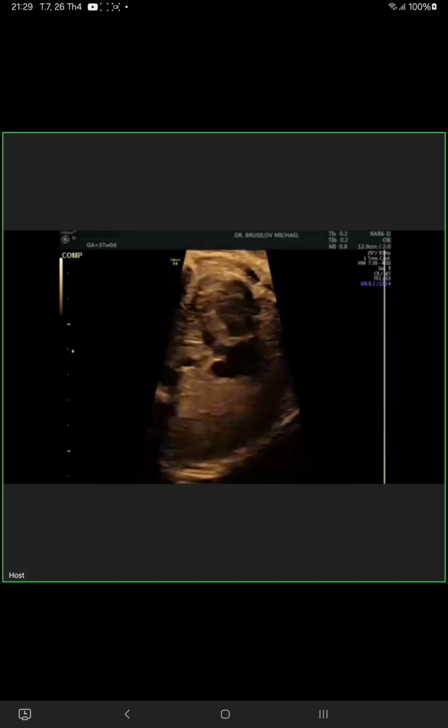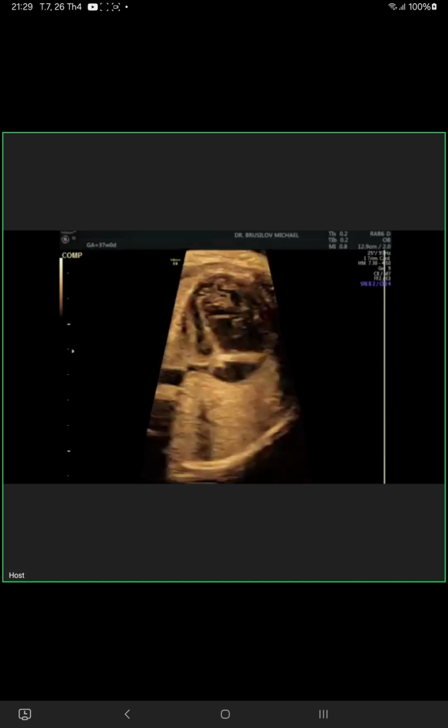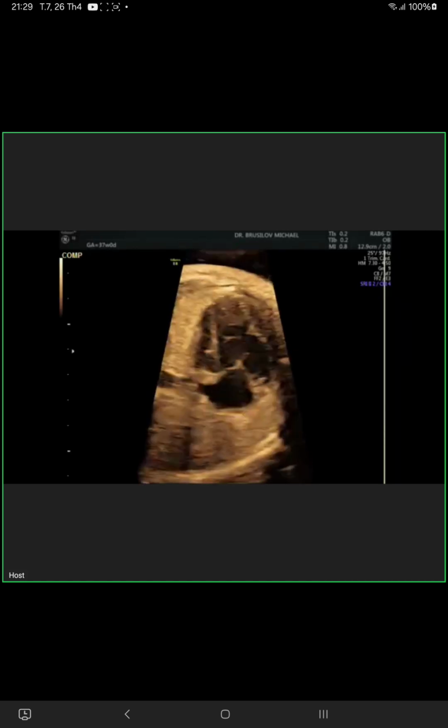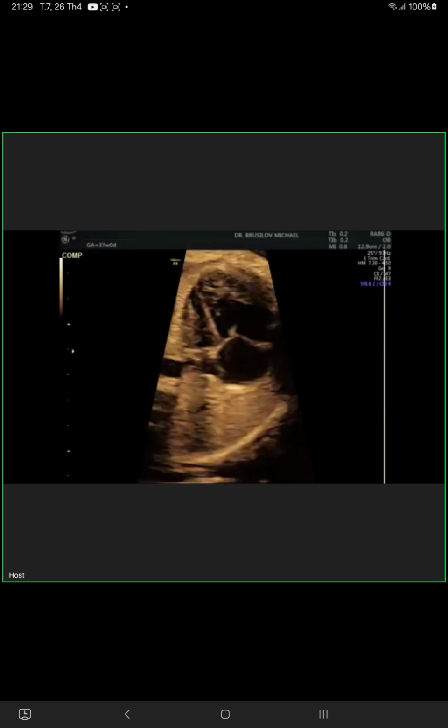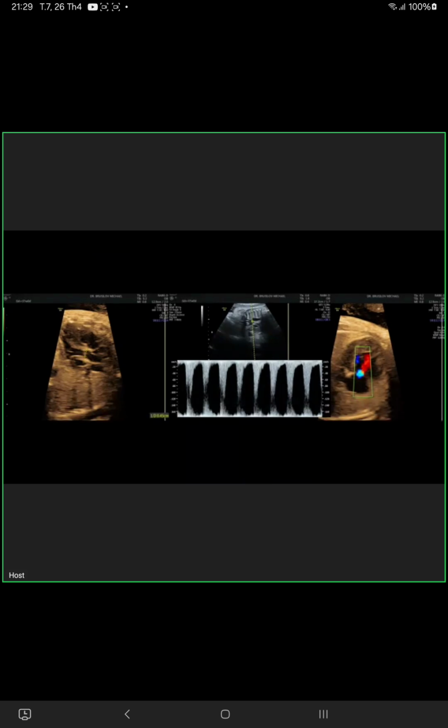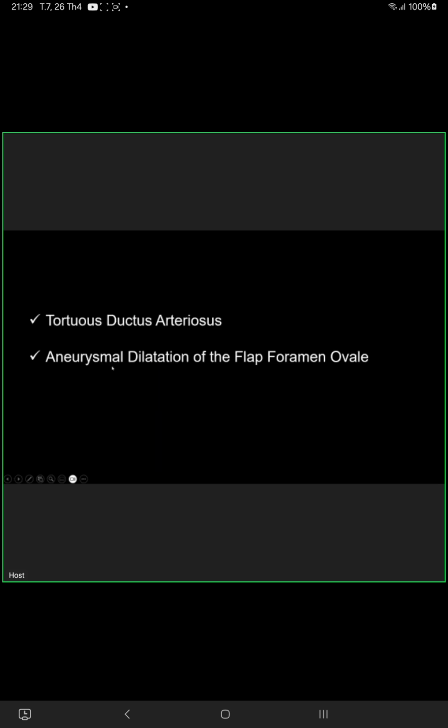And this 37 weeks. Catastrophe. I was in high stress with this patient. What's up with this heart? But flow was normal, size of the aortic valve was normal. And after delivery, baby was absolutely normal. After closing of the ductus and foramen ovale, the heart was normal without asymmetry.